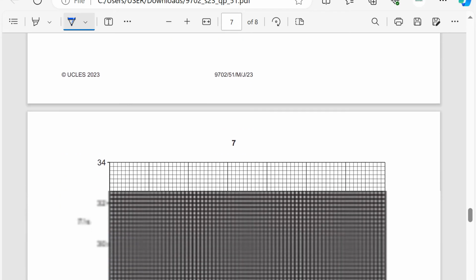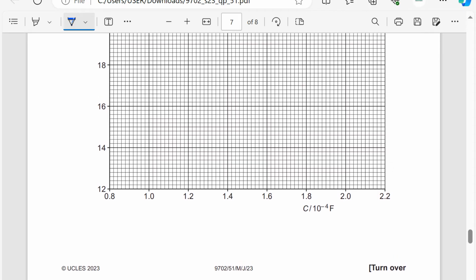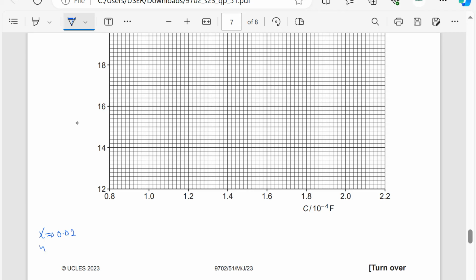Okay, so now I'm going to plot a graph. The scale here is chosen. All you need is to verify the scale. So on the x-axis, I'll check the scale. On the x-axis, the scale is 1 minus 0.8 divided by 10 small squares. So each small square is 0.02. On the y-axis, we have 14 minus 12, that is 2, divided by 10, that is 0.2 on the y-axis. So let's plot.